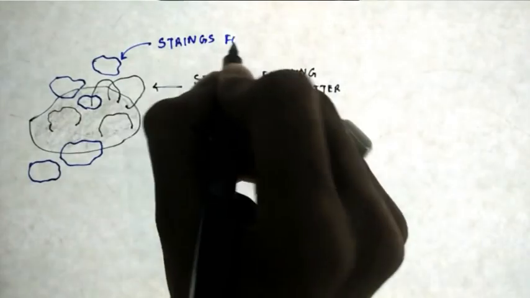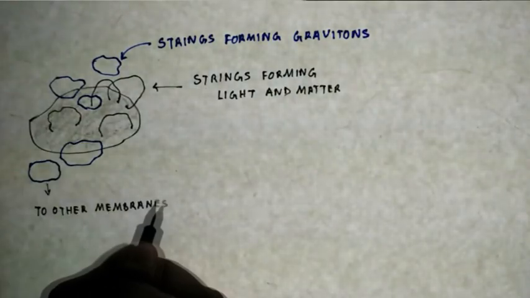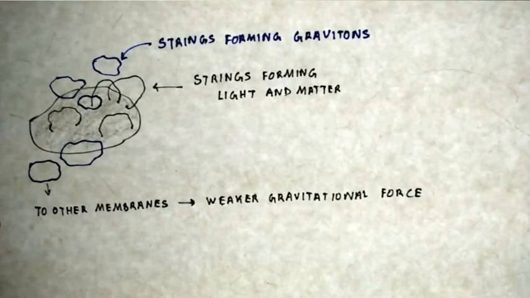M theory suggests that everything we see around us, like matter and light, is made up of open-ended strings, where the ends of each string are tied down to our 3-dimensional membrane. But the closed-loop strings make up the particle responsible for gravitational force, the graviton. Since these loops are not tied down, they are free to move away from our membrane into other membranes, diluting the force and making it seem weaker. This is the key idea that will help us prove if string theory is, in fact, the theory explaining the way our universe works, or the theory of everything.